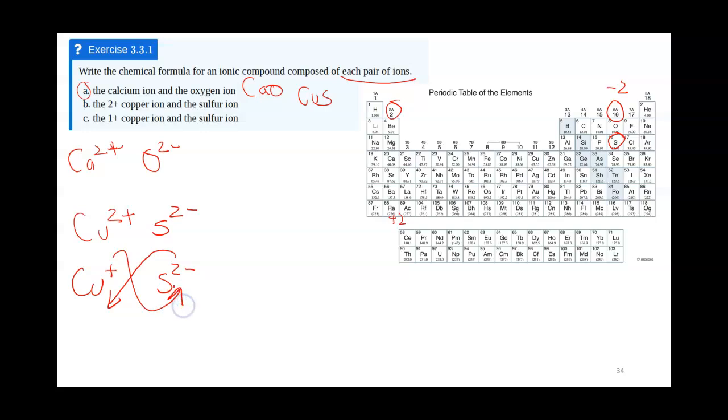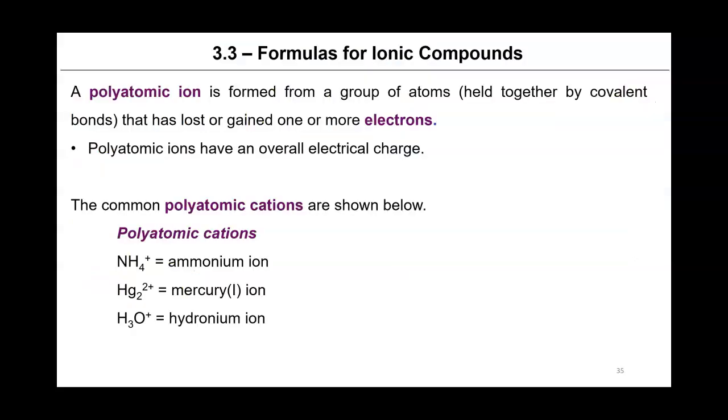So we need 1 sulfur, but in this case, 2 coppers. And so there are our answers, our correctly written formulas. We have formula subscripts where needed, and the metal comes before the non-metal.